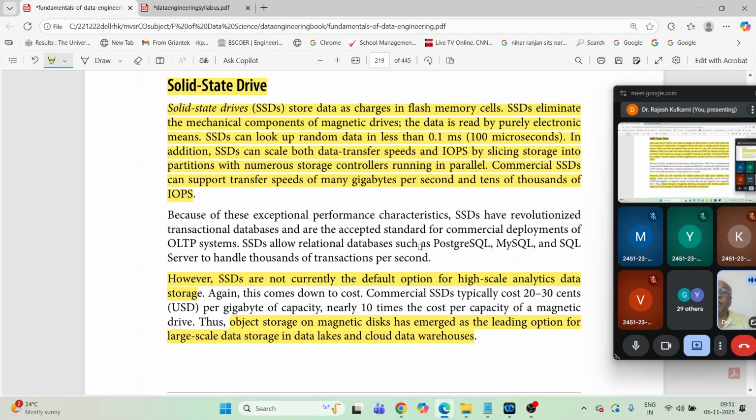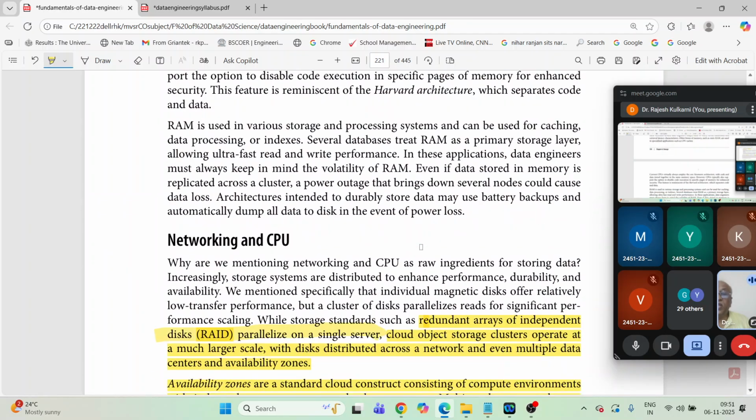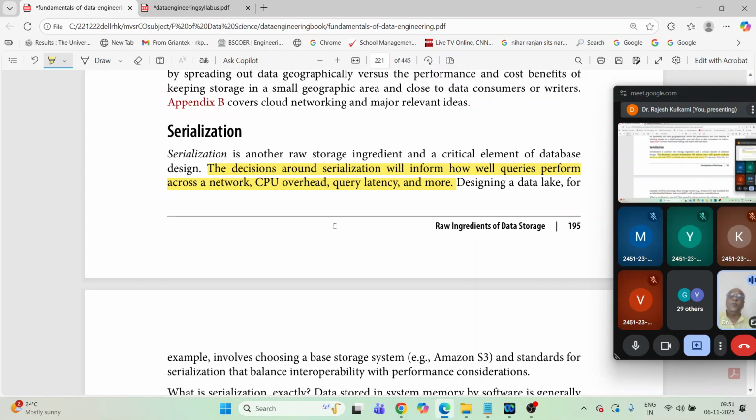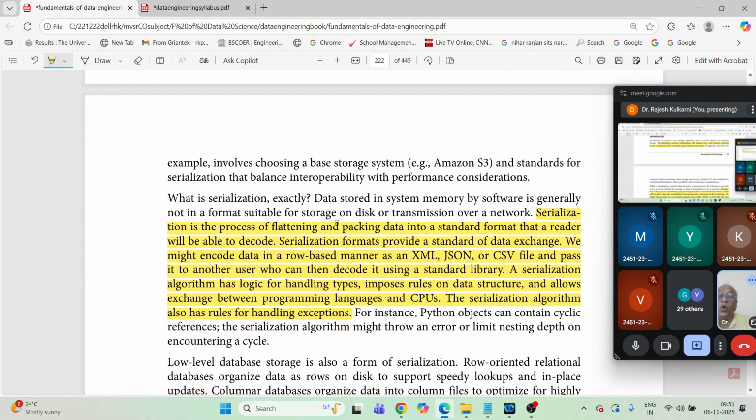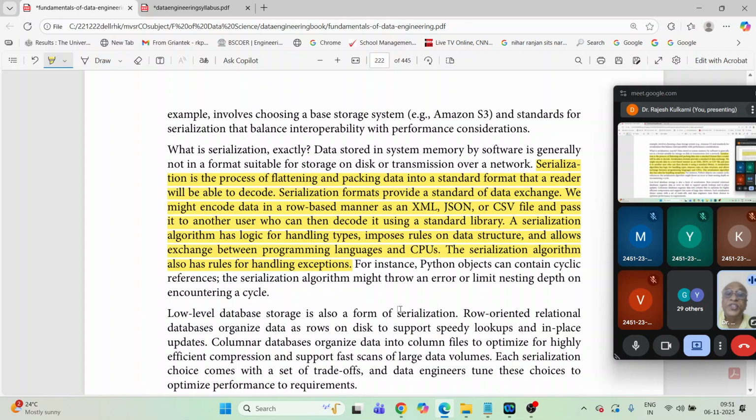So when we come back here, in continuation of that, the next point being discussed is serialization, is it not? First we need to understand what serialization is. Serialization means there are formats, let us say, for standard data exchange. For example, you have XML, JSON, CSV files. They are standard formats of data exchange, right? You have various serialization algorithms for handling types, imposing rules on data structures, exchanging between programming languages and CPUs. Okay, so this is what serialization is.